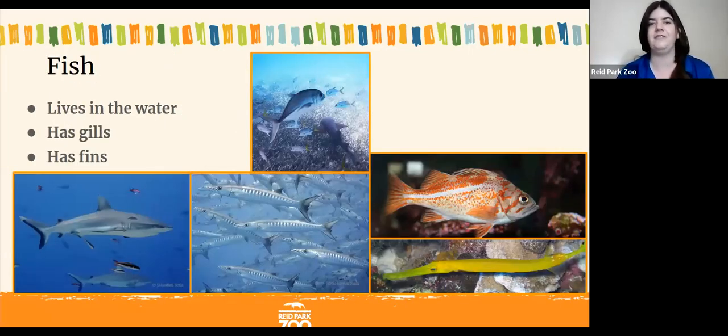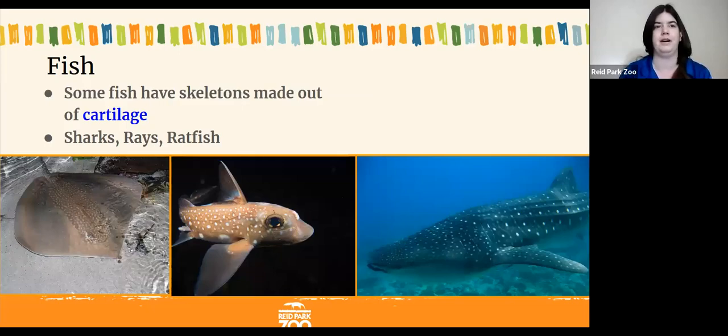So how scientists define fish is all fish live in the water. All fish have gills, and gills are those slits that you see on the sides of the fish's heads. Their gills are on the inside, and as water moves over the gills, that allows oxygen to get into the fish's system, and that's what allows the fish to breathe underwater. So all fish have gills, and all fish also have fins, and the fins allow them to move around in the water and adapt to their surroundings. So fish are very well adapted for the water.